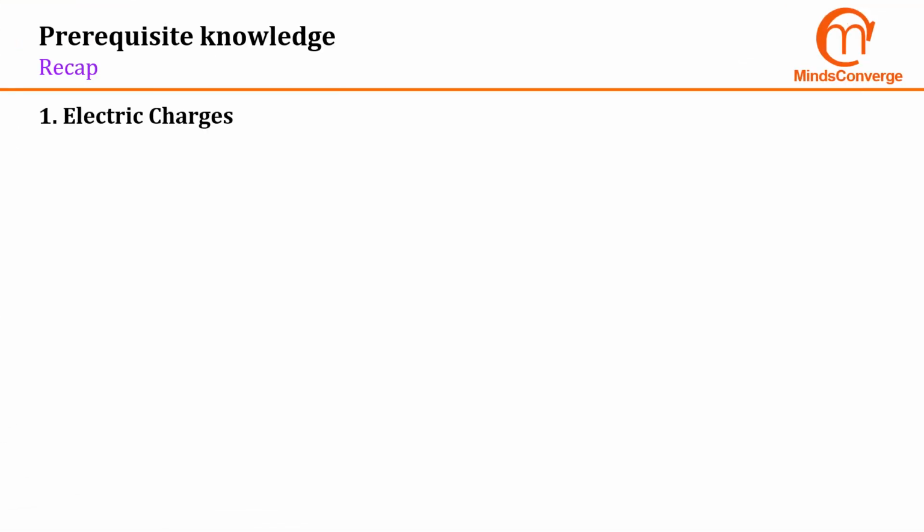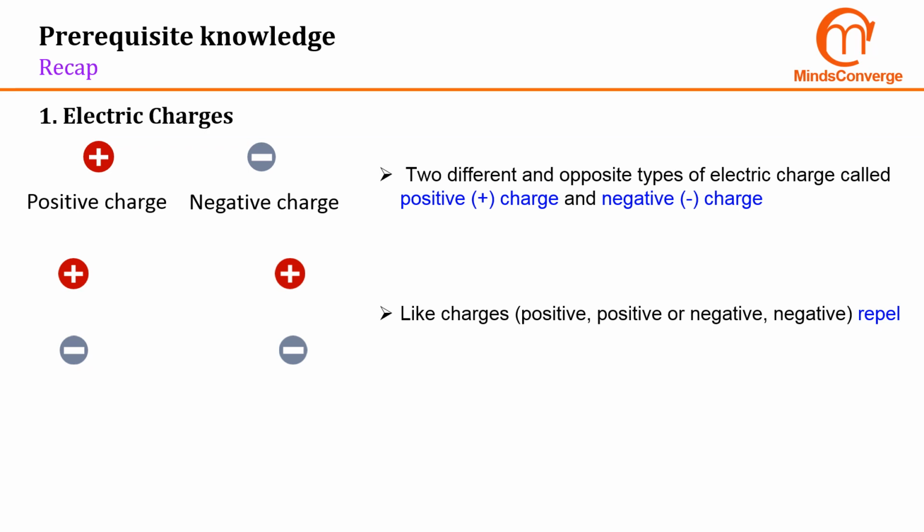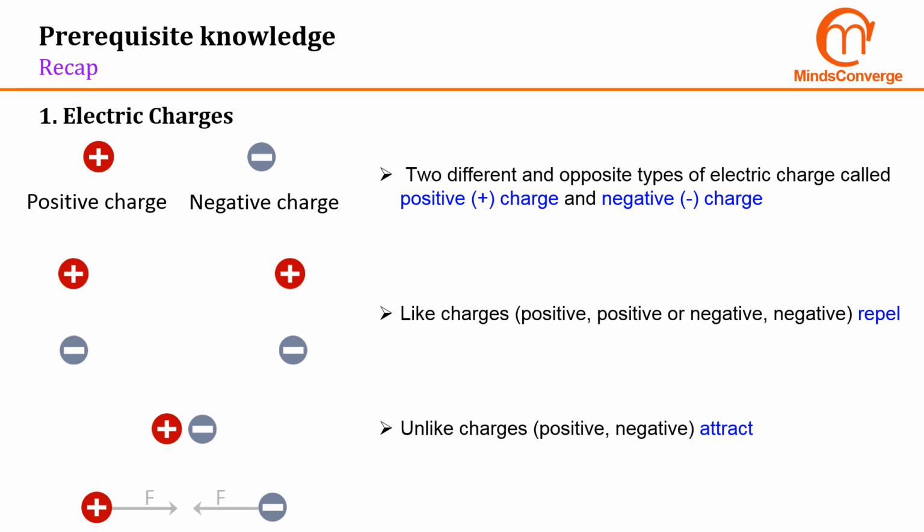Before learning this lesson, some concepts we've learned in IGCSE are required to know. There are two different and opposite types of electric charge. These are called positive charge and negative charge. Like charges repel each other. For example, two positive or two negative charges will repel each other. Unlike charges attract: a positive charge and a negative charge will attract each other. The closer the charges, the greater the force between them.